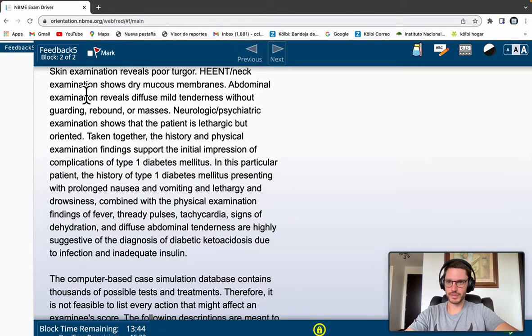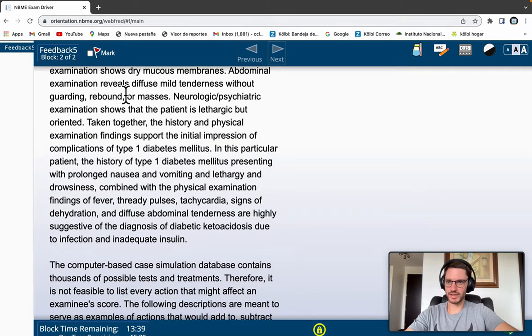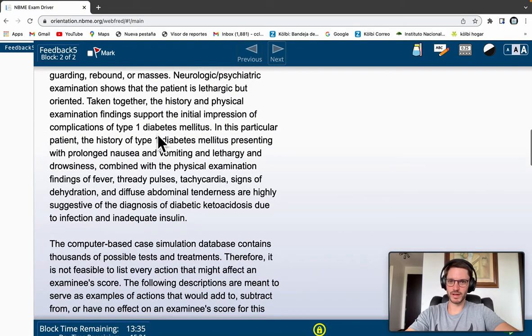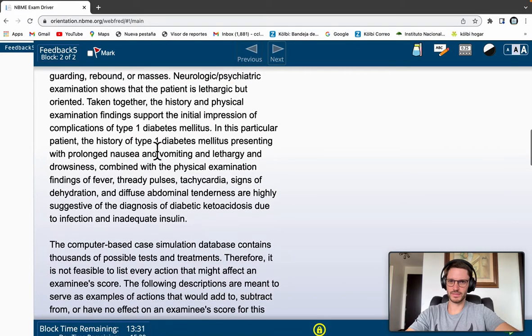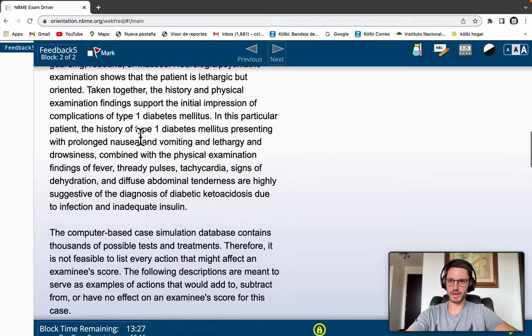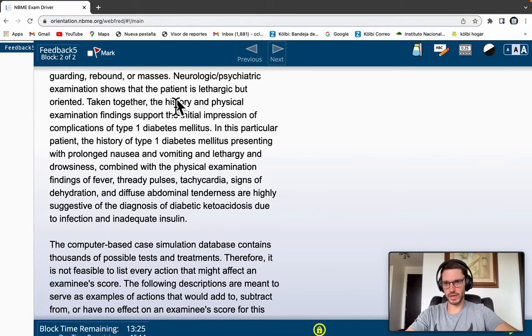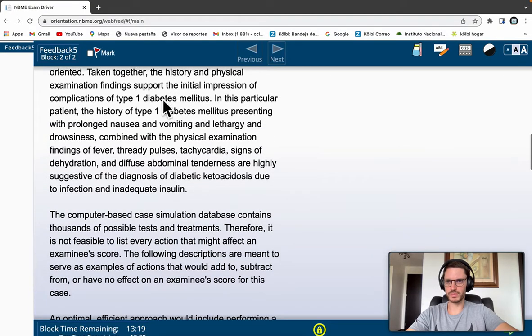Head, ear, nose shows dry mucous membranes. Abdominal exam shows diffuse mild tenderness without guarding and rebound. Neuro shows lethargic but oriented. Initially it said she was disoriented in place, time, and everything. But okay, maybe I ignored a new piece of information later on. Not sure. I have to review this.